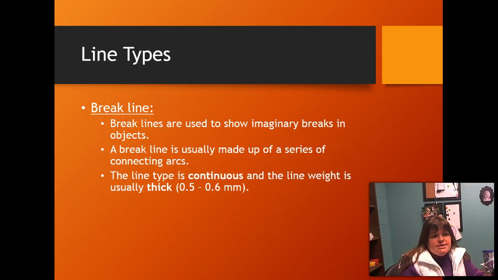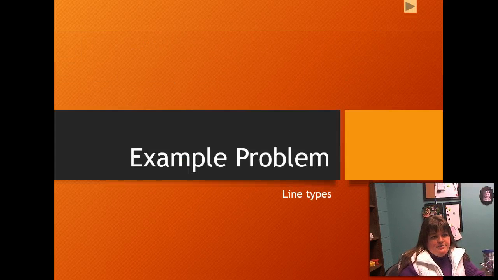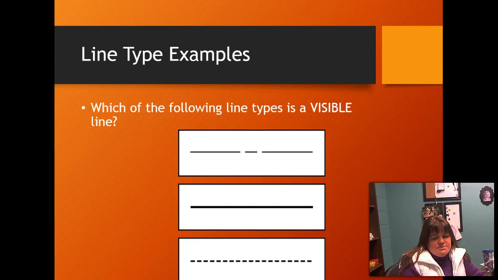Break lines, those are also used to show some imaginary breaks in parts. Typically they're some type of a connecting arc. Usually they're continuous and they're thick. So let's go through and look at some different line types. So which of the following would be a visible line?